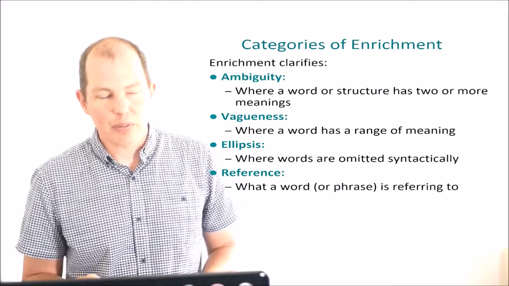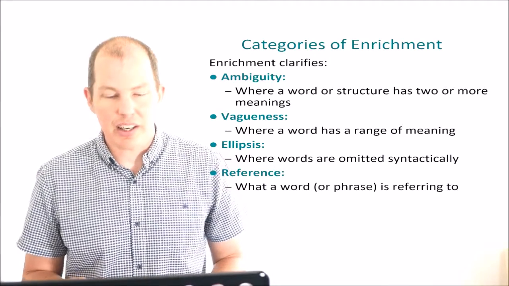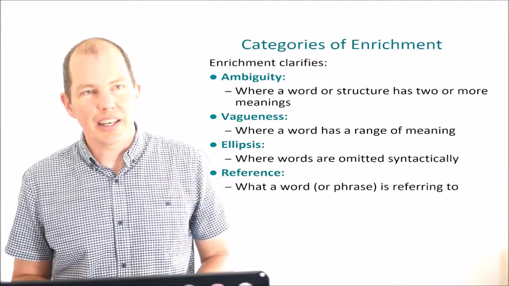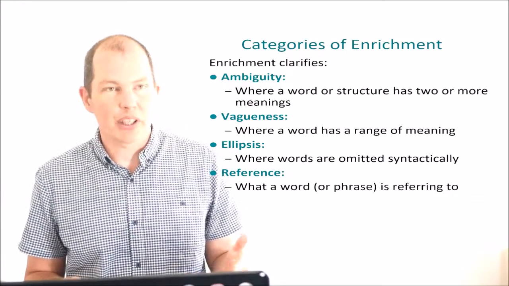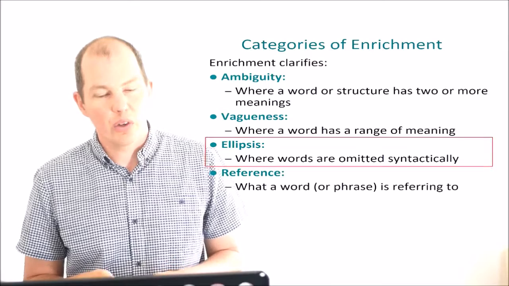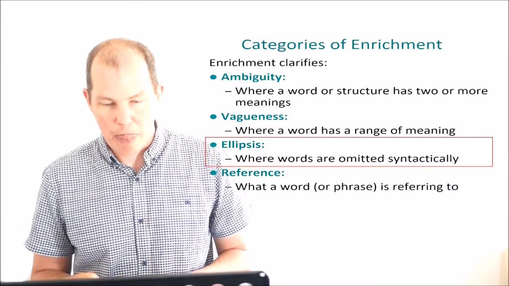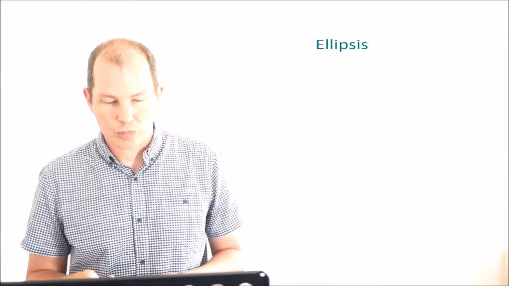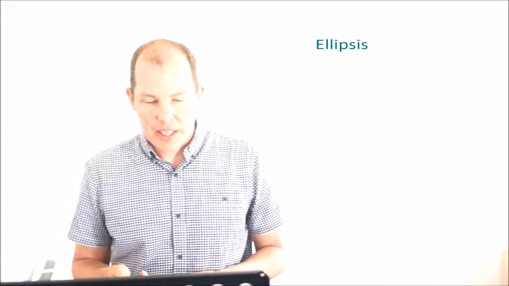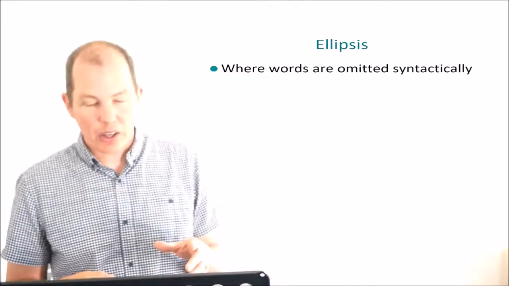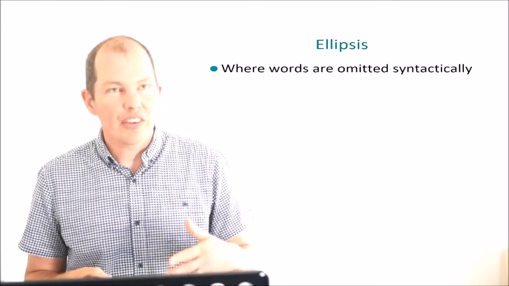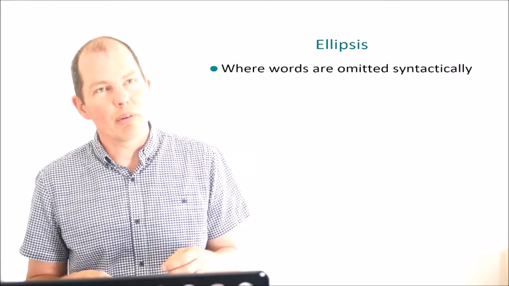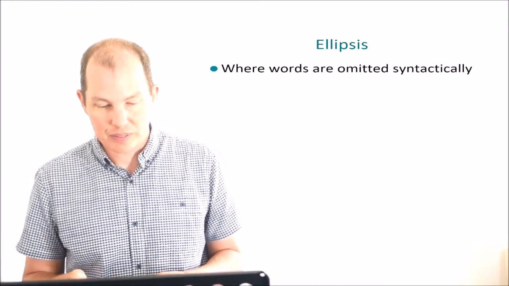We've also mentioned 4 types of enrichment that may be necessary for a hearer: ambiguity, vagueness, ellipsis, and reference. In previous videos, we looked at ambiguity and vagueness. In this video, we are focusing on ellipsis. When a communicator uses ellipsis, they under-encode what they are intending to communicate by leaving out words, under the assumption that the hearer will be able to infer the correct meaning.